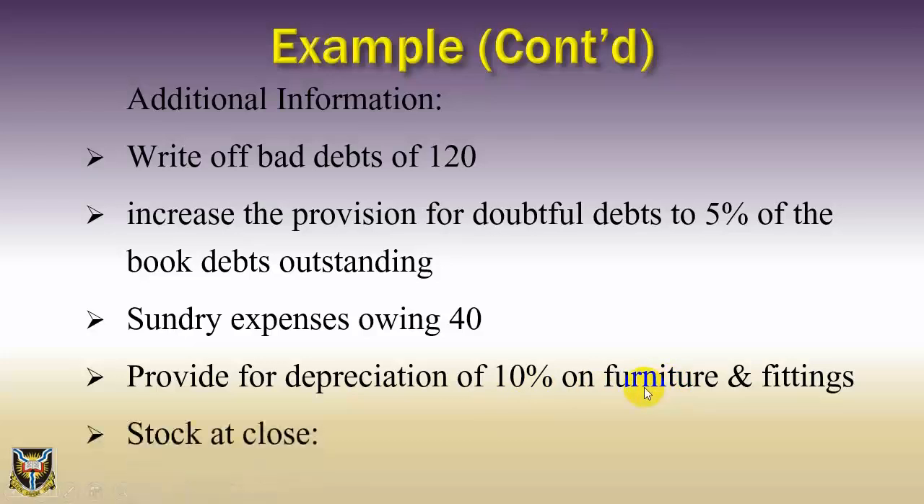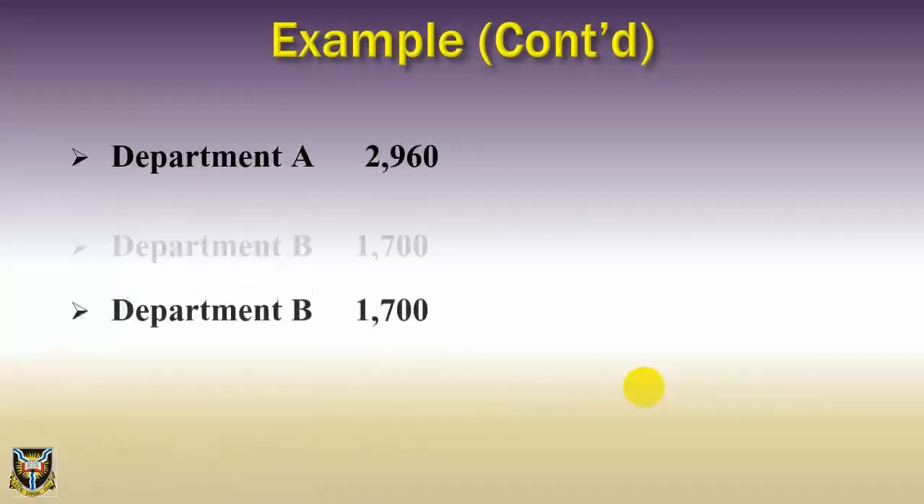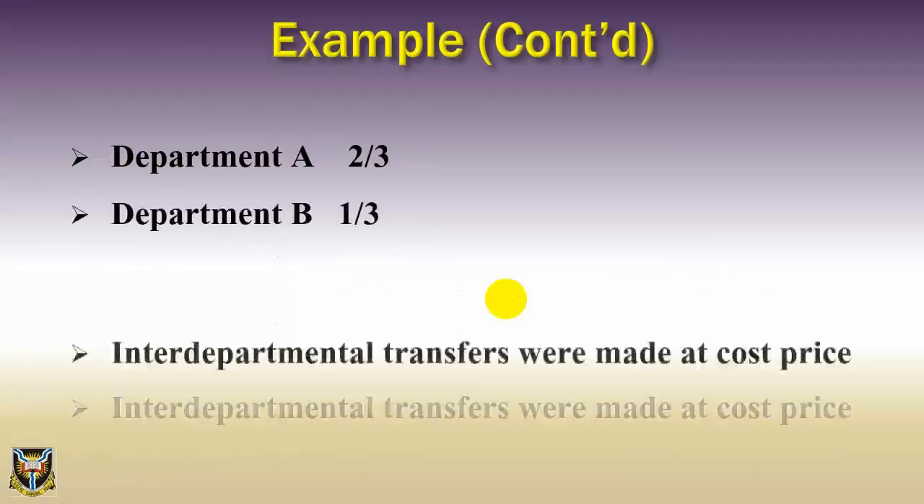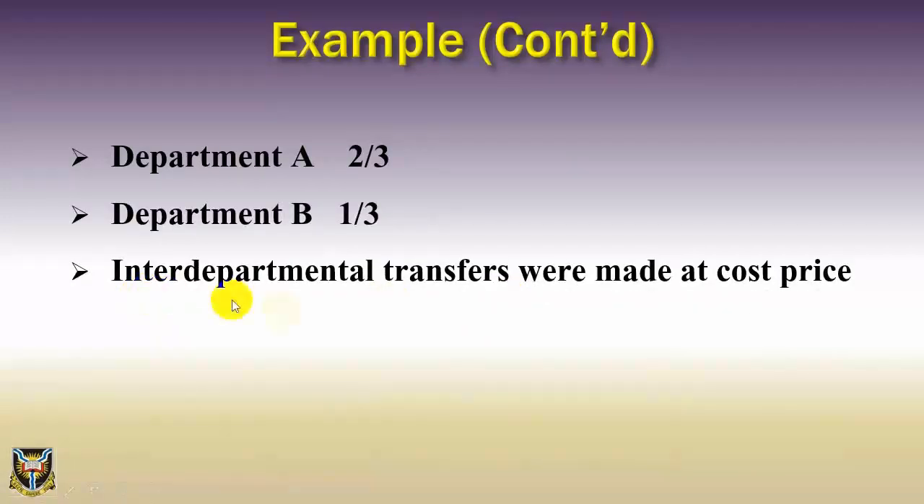5. Stock at close. Department A 2,960. Department B 1,700. 6. All expenses are to be allocated between the departments in the proportions Department A 2/3, Department B 1/3. 7. Interdepartmental transfers were made at cost price. Solution.